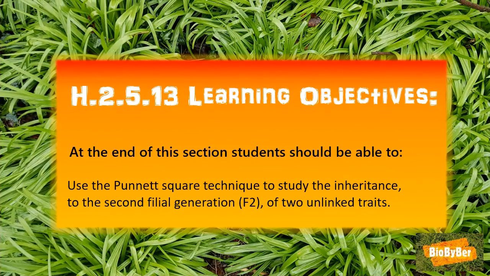Now that we have reached the end of our lesson, have we achieved our objective? Can you use the Punnett square technique to study the inheritance to the second filial generation, F2, of two unlinked traits?